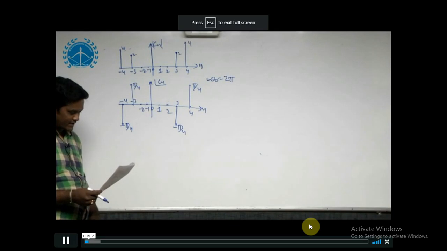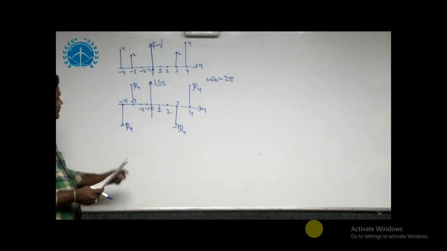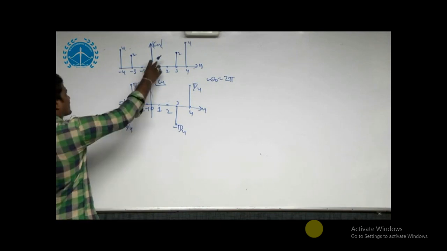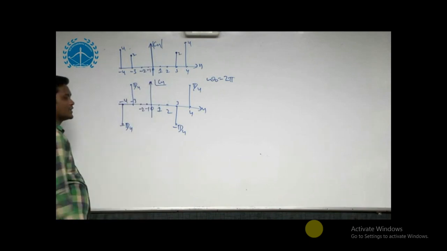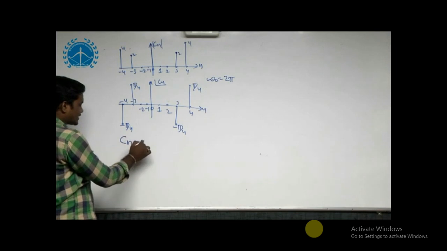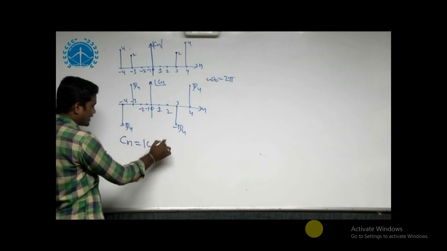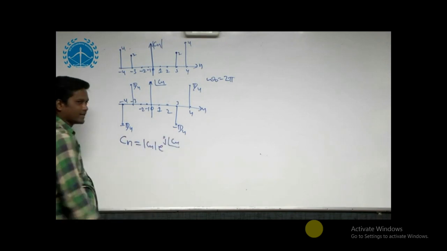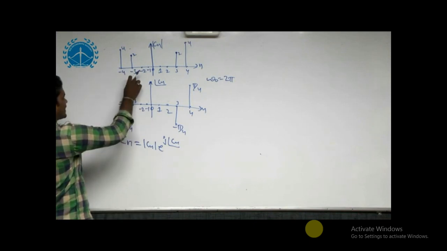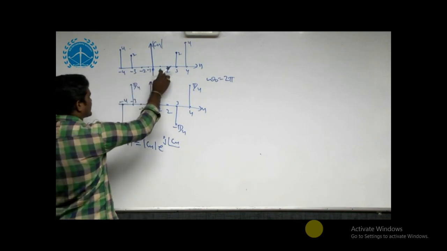Determine the time signal corresponding to the magnitude and phase spectra given with omega naught equal to 2 pi. So this is the magnitude spectrum of the exponential Fourier series coefficient. This is the phase spectrum of the exponential Fourier series coefficient. From these two, let us find Cn. Cn is equal to mod Cn e to the power of j angle of Cn. Observe that n exists at -4, -3, -2, -1, 0, 1, 2, 3, 4.